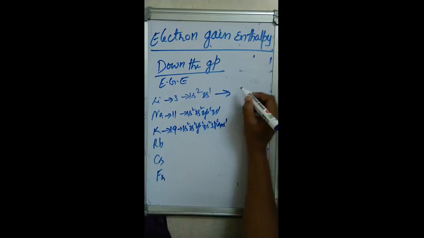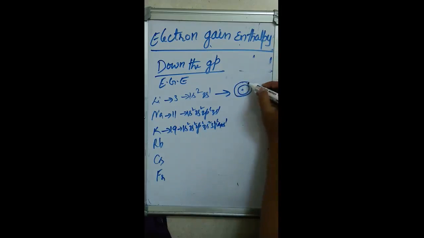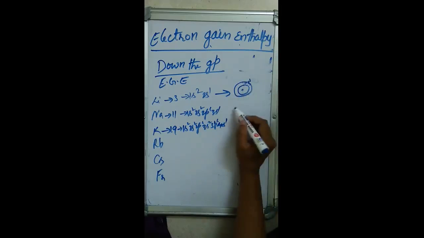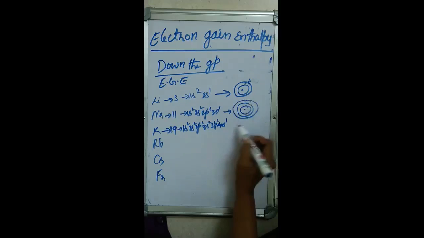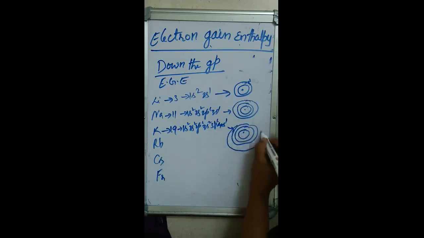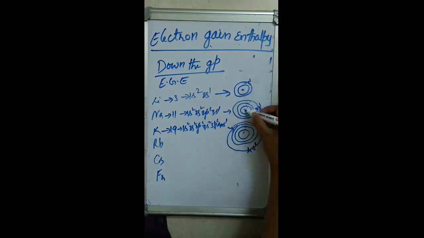Here, how many circles should I draw? That is 2. The outermost shell contains 1 electron, 2s1. Here how many circles should I draw? It is 3 circles. Here how many circles should I draw? 4 circles, because 4 shells are present. 4s1. This is 3s1. This is with respect to lithium, this is with respect to sodium, this is with respect to potassium.